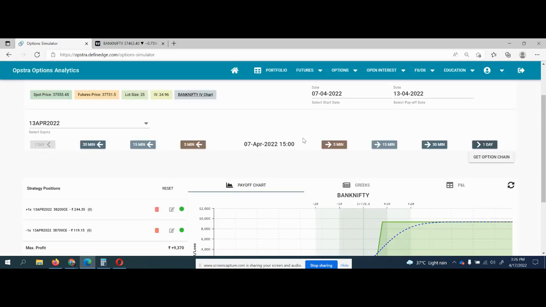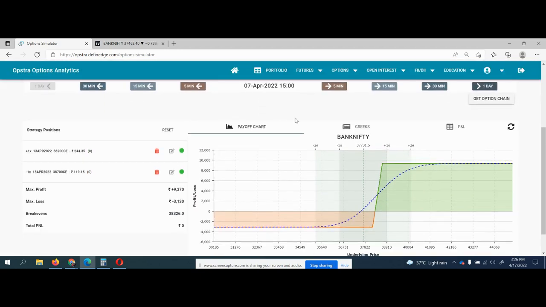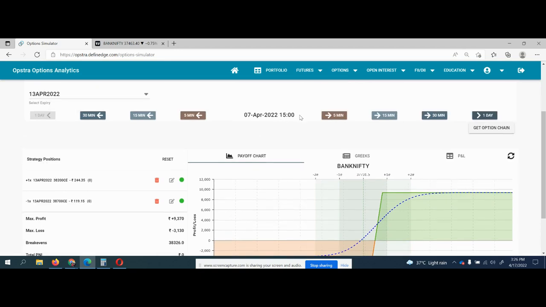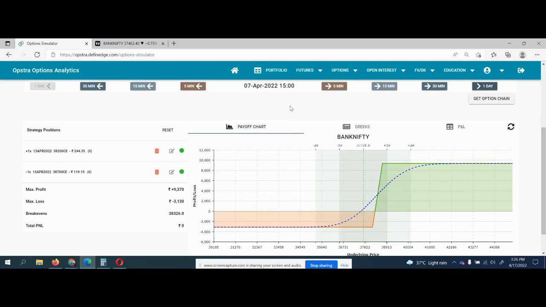At the 7th we have deployed the trade at 3 o'clock. There is no time constraint, but on the expiry day, after 2 o'clock to 3 o'clock the market will be volatile, so we can deploy this trade at 3 o'clock or 3:10, 3:20. It's up to you. So I've deployed this trade at 3 o'clock. The loss is 3,130 and the profit is 9,370. Now there is a small mathematical logic.